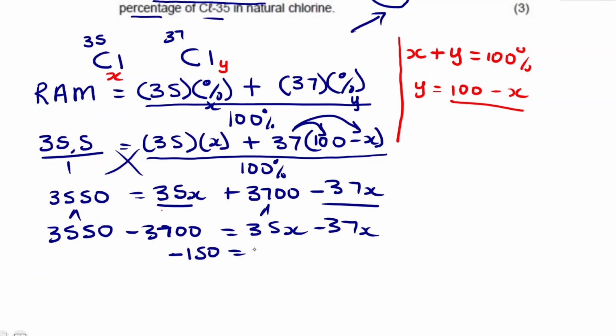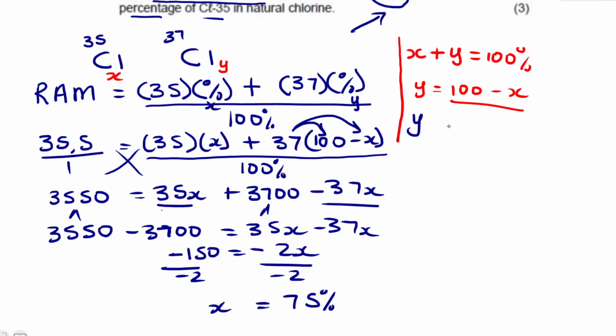35X minus 37X, that one is easy, is negative 2X. So I can divide here by negative 2, I can divide there by negative 2. Then I get X to be equal to 150 divided by 2, that's going to be 75. So X is 75. That means it is 75%. So we do know the percentage abundance of the first atom, which is chlorine 35. Chlorine 35 is 75% because we know the value of X.